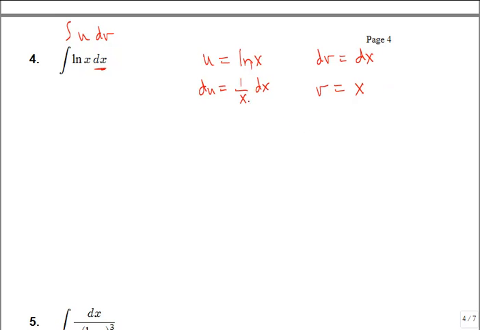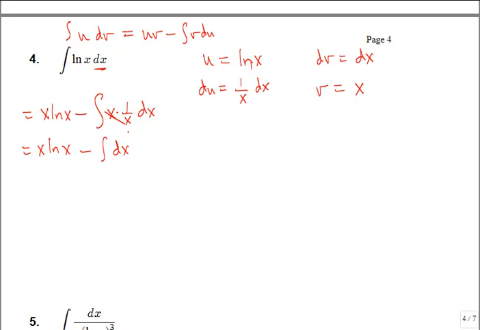So now we have all four of the pieces that we need. Our formula says to take u times v minus the integral of v du. So this integral is going to be u times v, so x times ln x, minus the integral of v du, so x times 1 over x dx. And those x's cancel, so after I simplify, this is just the integral of dx, or 1 dx if you want to write that 1 in there.